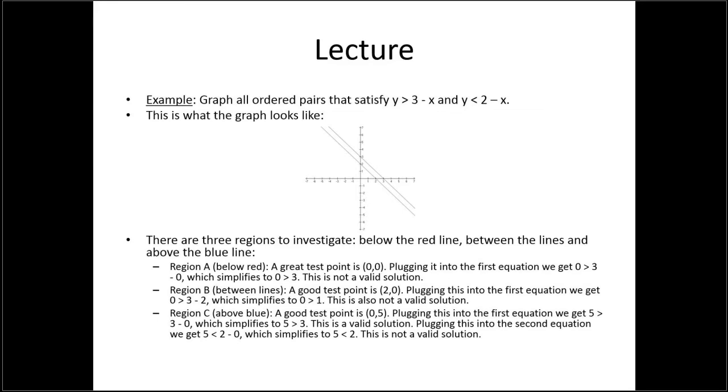Okay, one more example, all ordered pairs, so the entire solution region that satisfies these 2 equations, y is greater than 3 minus x, and y is less than 2 minus x. Okay, so this is what the two lines would look like graphically, and now we have three regions, below, above, and between, to look at.